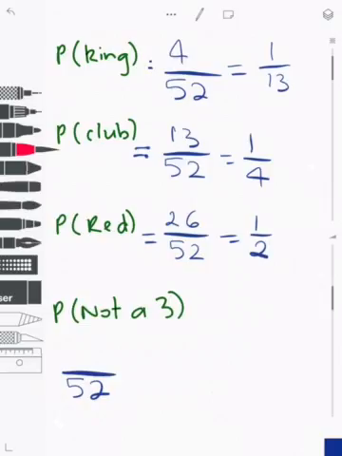So if we don't want to get a 3, we do 52 minus 4, and we get 48. There are 48 cards in that deck which are not a 3. So the probability of not getting a 3 is 48 out of 52. And when we simplify 48 out of 52, we get 12 out of 13. That means that the probability of not getting a 3 is 12 out of 13.